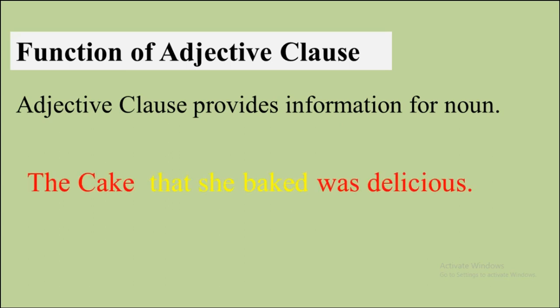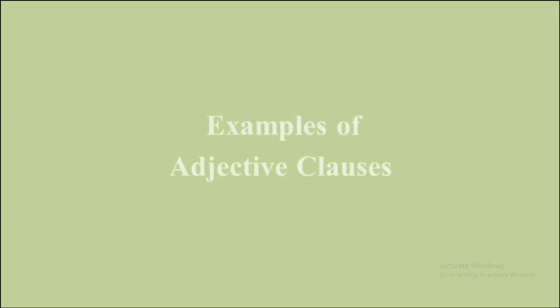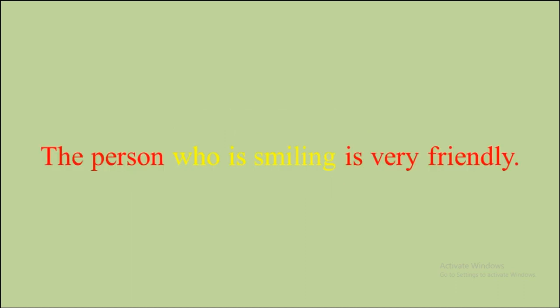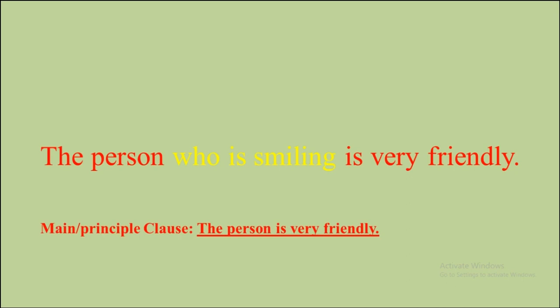The cake that she baked was delicious. That she baked, it's an adjective clause. It gives more information about the cake. Examples of adjective clauses. The person who is smiling is very friendly. Main or principal clause: the person is very friendly. Who is smiling? It's a dependent adjective clause. It gives more information about the person.